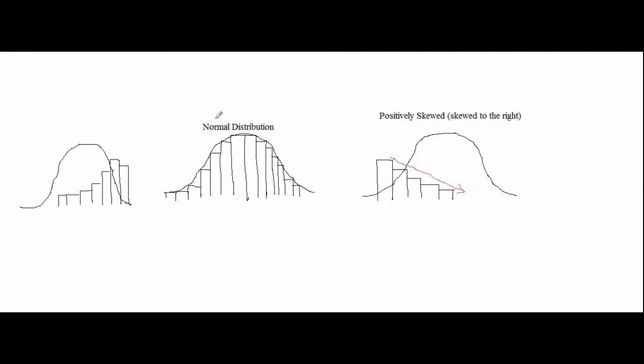If we make an arrow, we can see that it's trailing off toward the left end. So it's called skewed to the left, or negatively skewed, because you can imagine how it's trailing off toward the negative end of the number line. So it's negatively skewed.